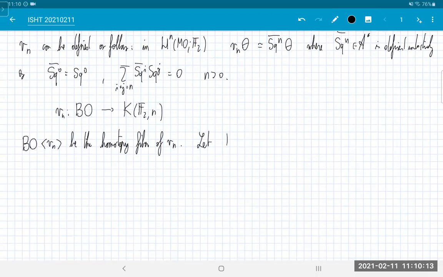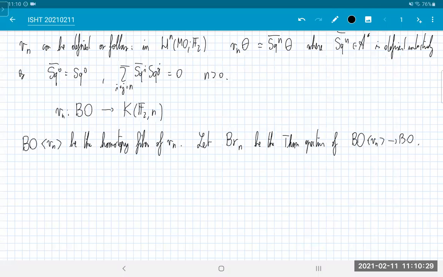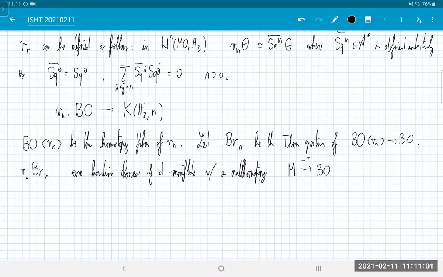And let BRn be the Thom spectrum of BO bracket VN going to BO. So its homotopy groups are manifolds. Remember the homotopy groups of BRn are bordism classes of manifolds with a null homotopy. M goes to BO, minus TM goes to VM. So they have a trivialization of the nth VU class of minus the tangent bundle.